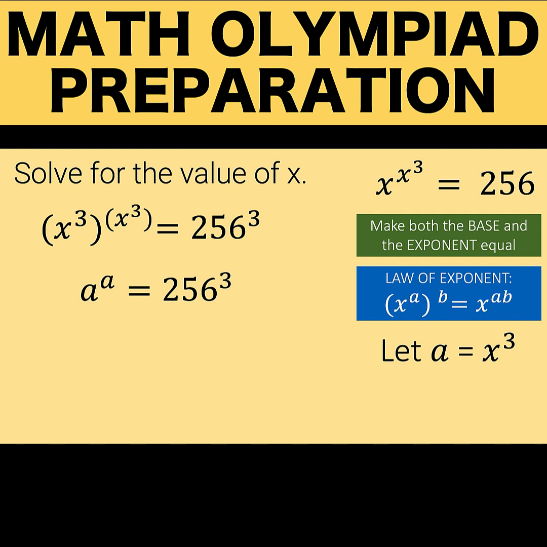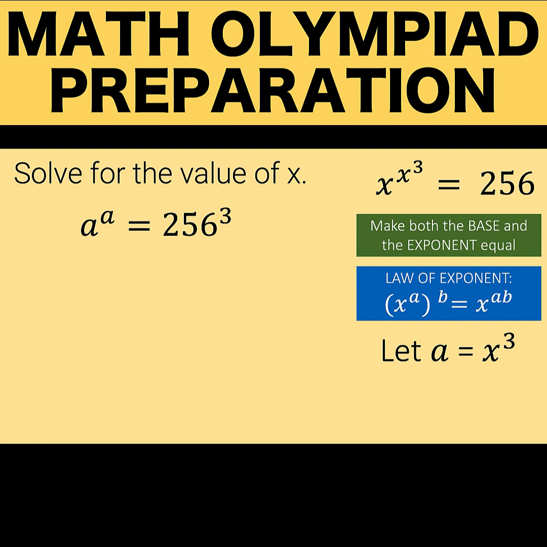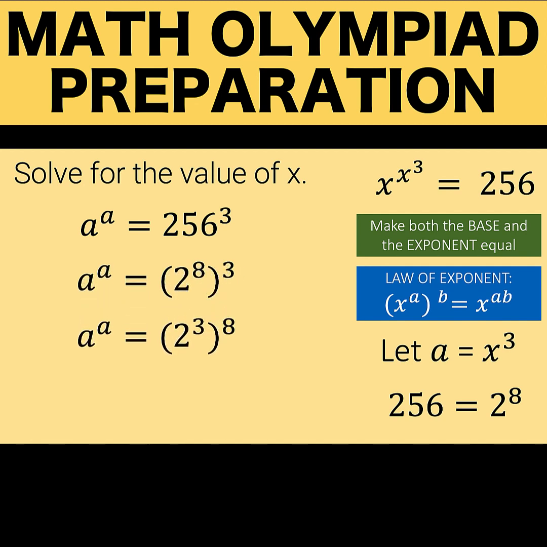Then let's look at the prime factorization of 256. Its prime factorization is 2 raised to 8. So we can now replace this 256 by 2 raised to 8. Then remember again that by this law of exponent, because multiplication is commutative, you can interchange a and b. That means you can also interchange this exponent 8 and 3 to have this form. Notice that 8 and 3 are interchanged.